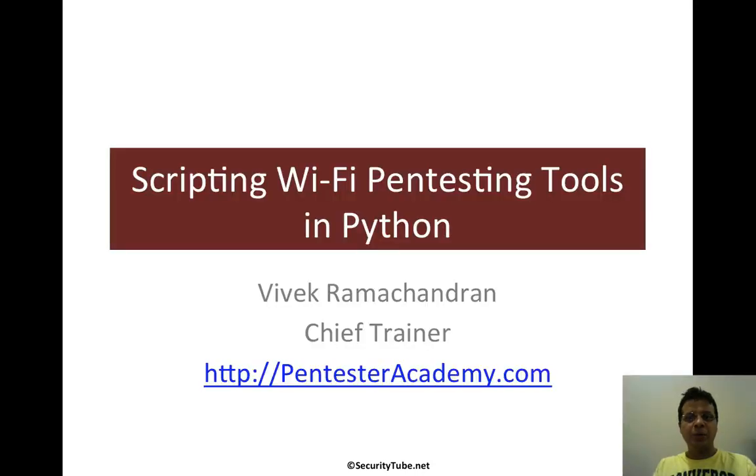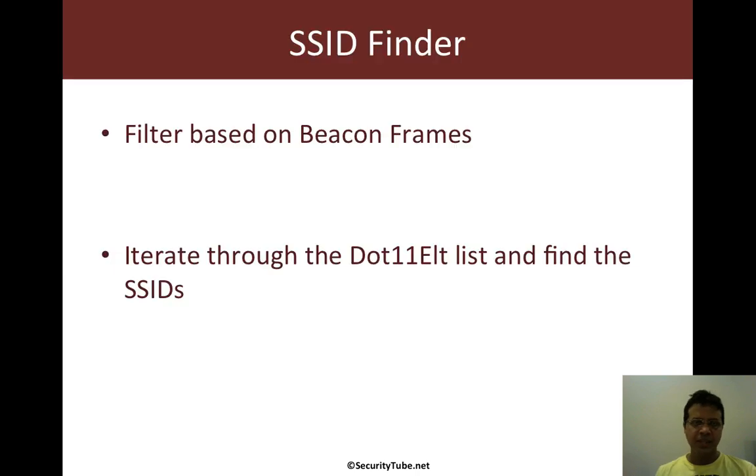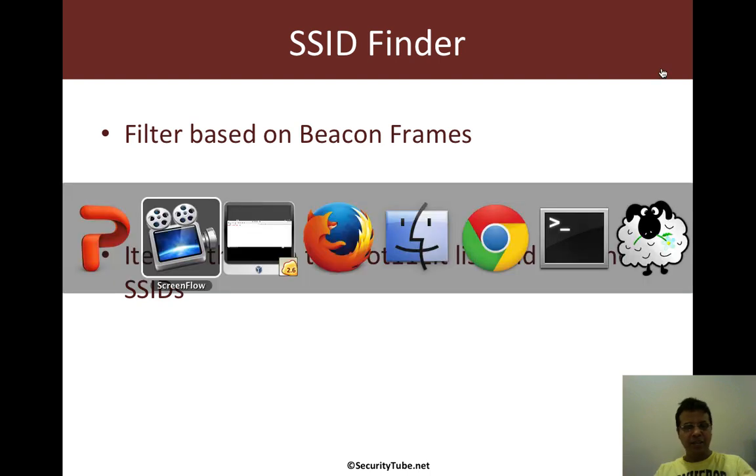Welcome to the Scripting Wi-Fi Pentesting Tools in Python series at Pentester Academy. Now in this video, we're going to make a little bit more progress and create our own SSID finder using scapy. So how do we do that? Well, very simply, just two steps. Step 1, filter based on beacon frames, and step 2, iterate through all the tagged parameters and find the SSID. So let's jump right in.